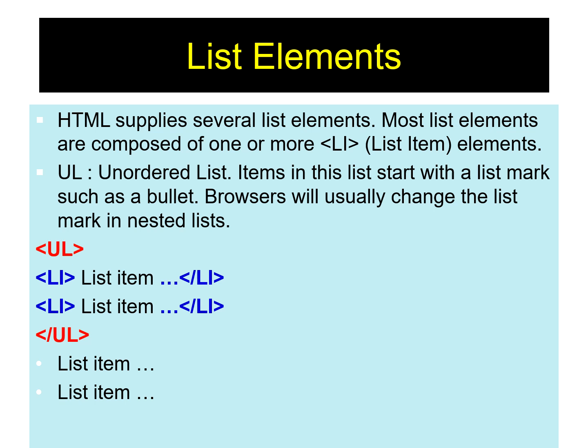List elements. HTML supports several list elements. Most list elements are composed of one or more list items. UL means unordered list. In an unordered list, items in the list start with a list mark such as bullets. Browsers will usually change the list mark in nested lists. LI means list items. So we have listed the items, for example, books, pencils, erasers, softeners, everything. So finally, it will be a list. An unordered list will give the result in bullet form.